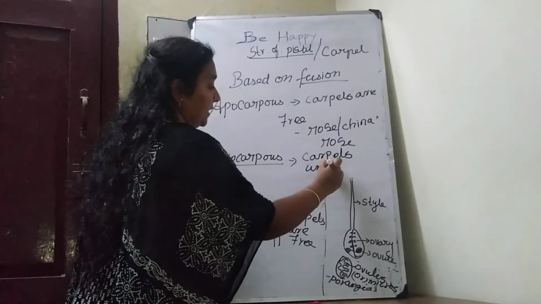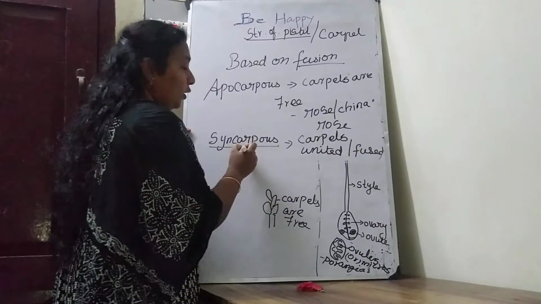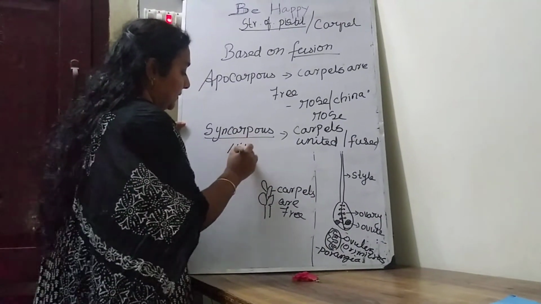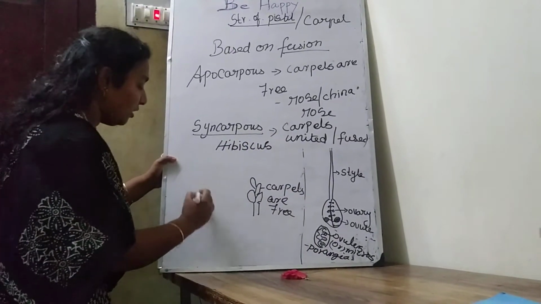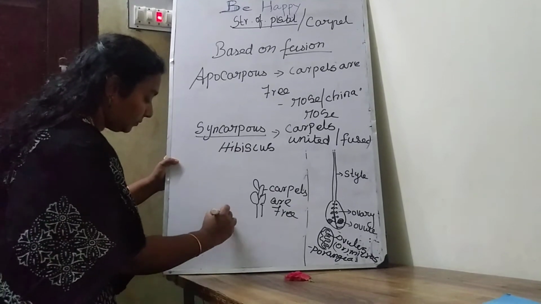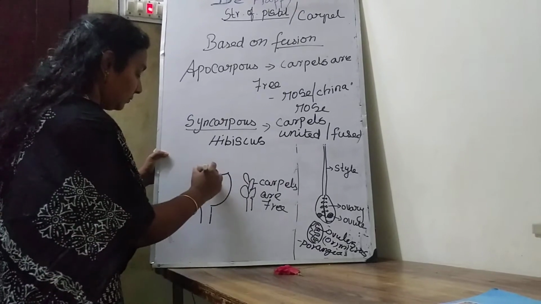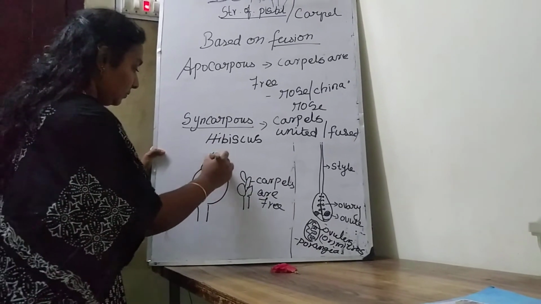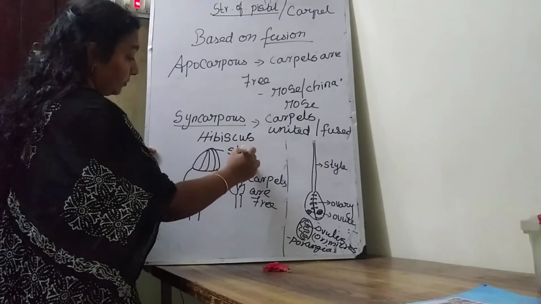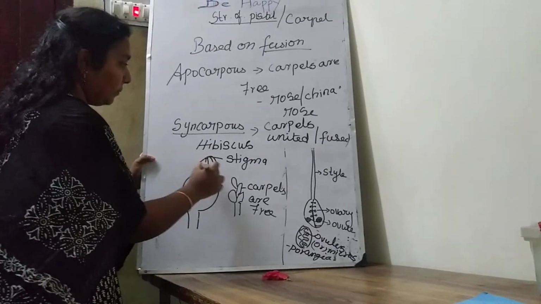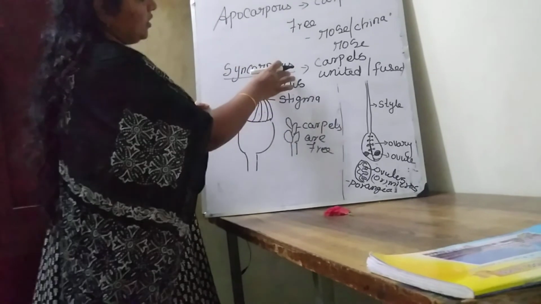Carpels united or fused, this condition is called syncarpous. Example, hibiscus. You can see the diagram of syncarpous. This is the stigma part. Here all the carpels are united together. So this condition is called syncarpous.